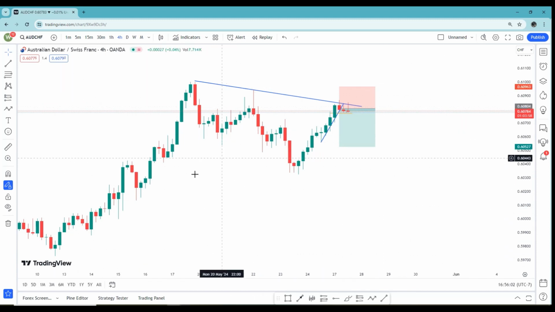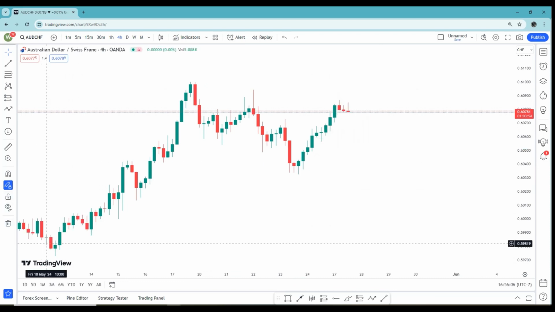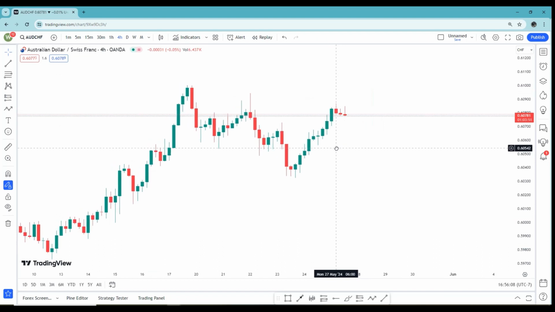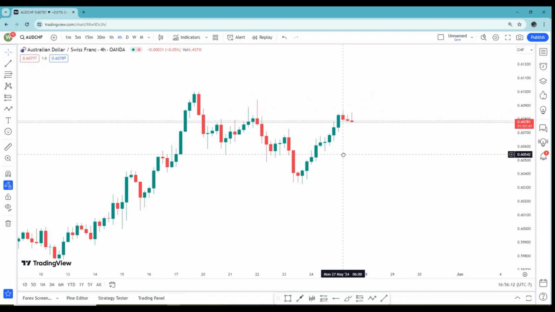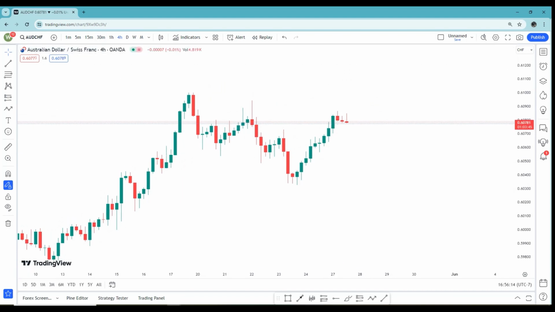So I'm gonna clean everything from the chart. As you can see, this one is the 4 hour time frame, H4.